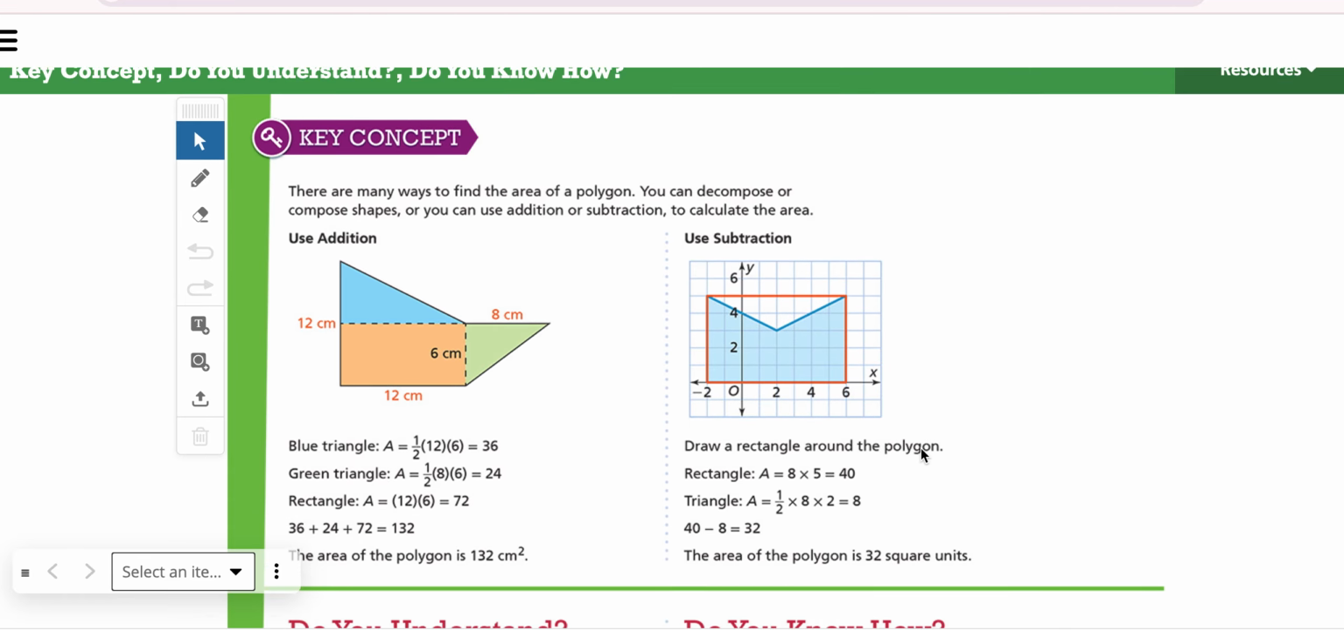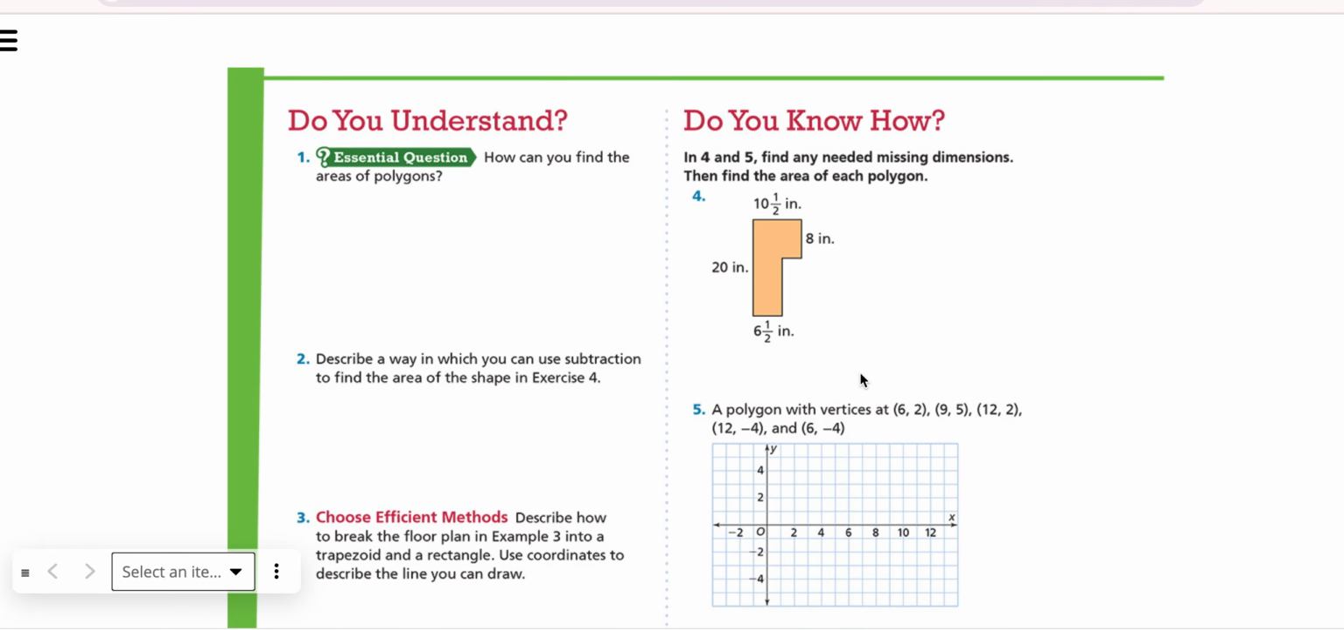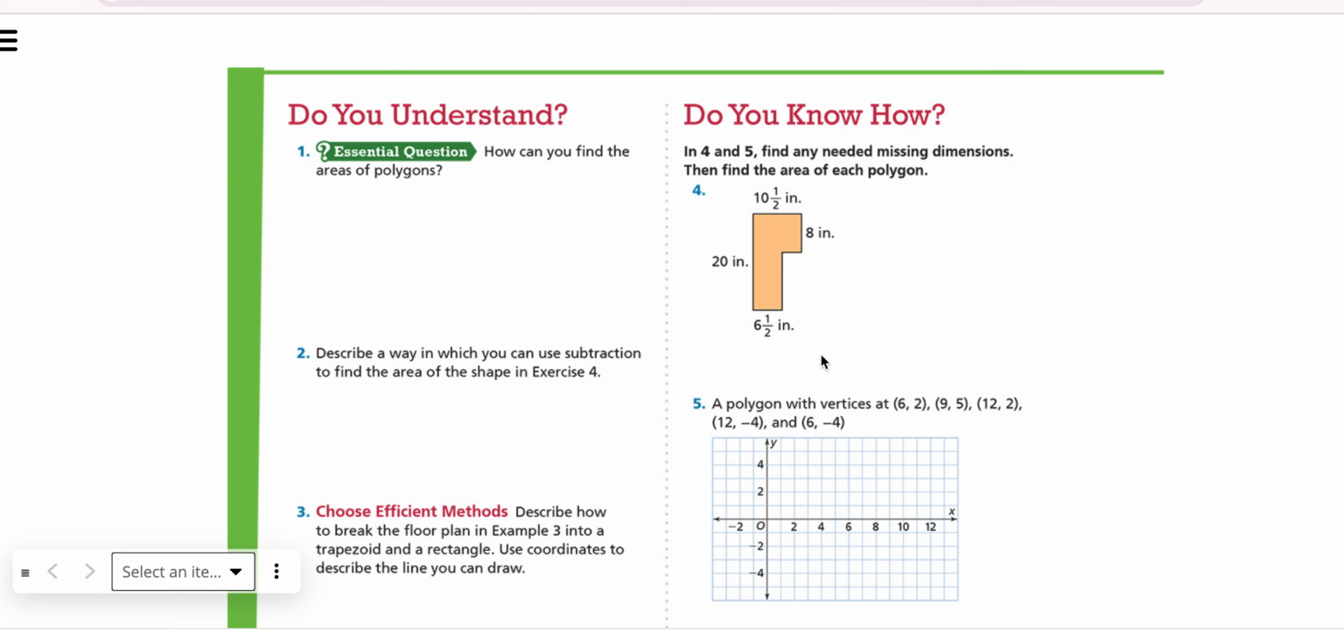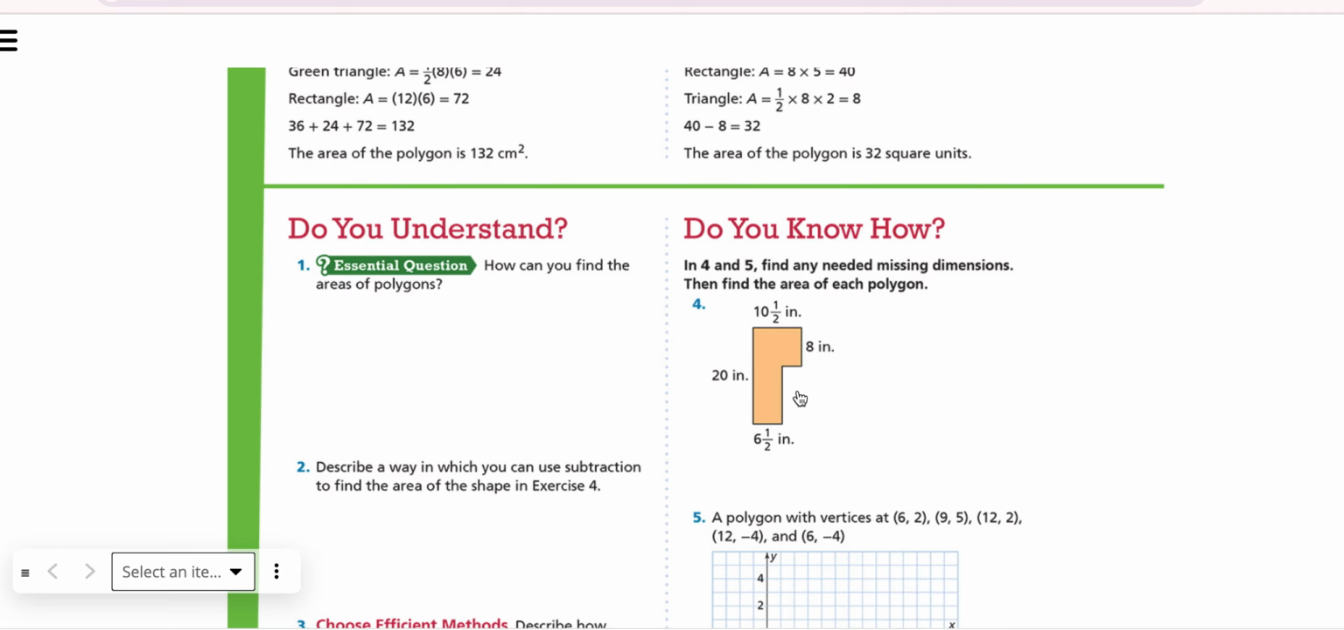Okay, so here's your key concept. This is just a summary of what we just did. Now we're going to look at number 4. Number 4 and number 5, we're going to do those together. So number 4, it says in 4 and 5, find the needed missing dimensions, then find the area. So we're going to find the dimensions or the numbers that are missing. So I'm going to be looking for this over here, and then I am going to find the area of each polygon.